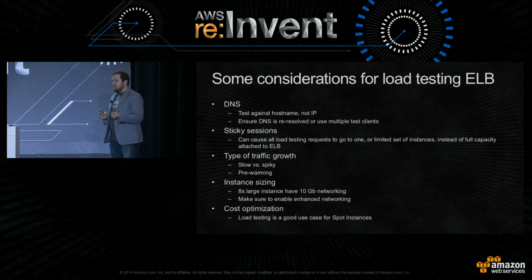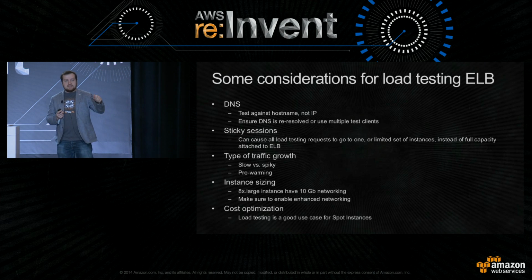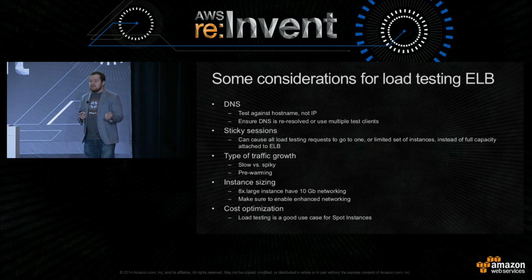So when you resolve the hostname of an ELB, you'll get multiple IP addresses, so you don't want it to hit the same IP address every time. You want it to not cache the DNS and get the results every single time it's doing a test, because then when you run your actual test, it'll have an equal distribution of load.